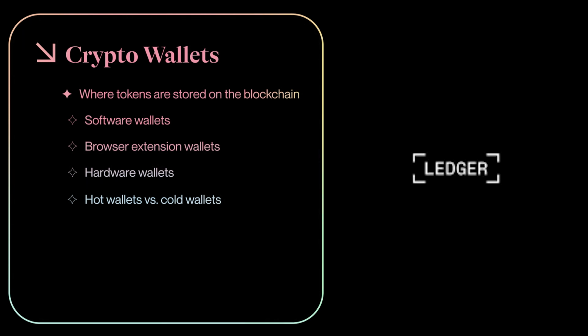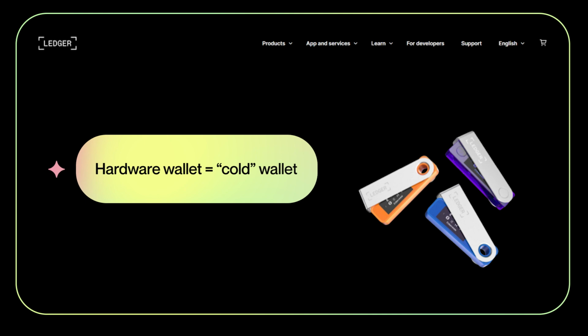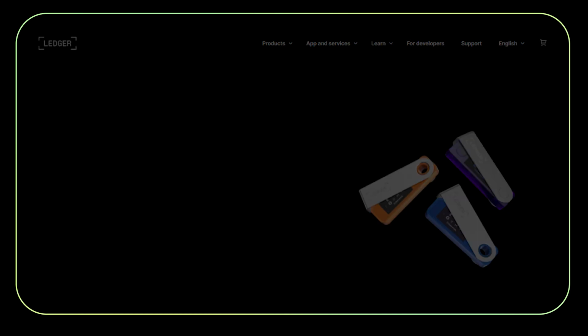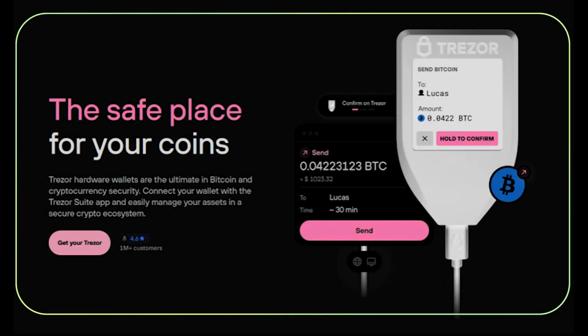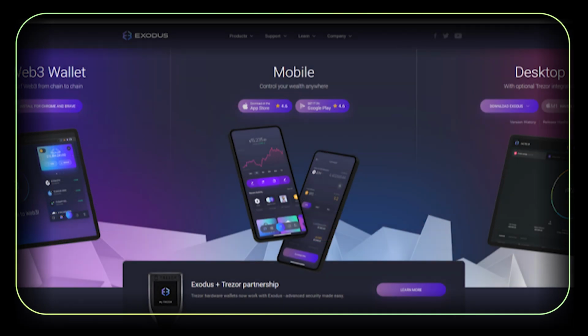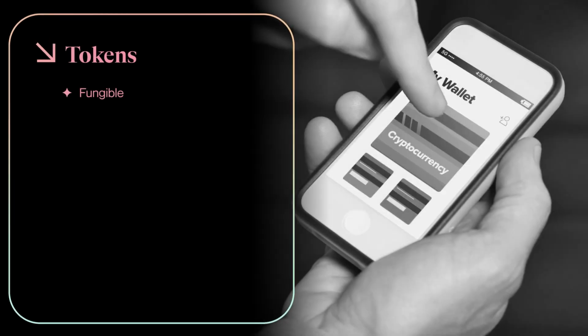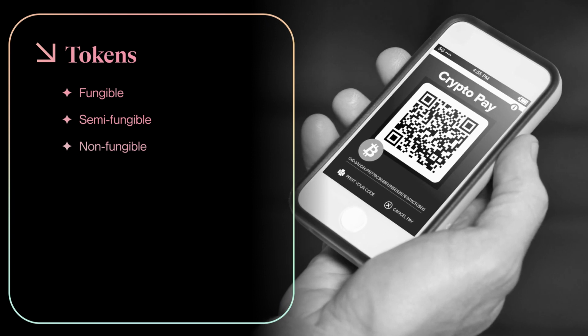Ledger wallets are physical devices that look a little bit like a USB key, and they are considered a hardware or cold wallet, which means that they are not connected to the internet. Another example of a hardware wallet is Trezor, and Exodus is another software or desktop wallet. Wallets act as an interface between the user and Web3 economies, including decentralized apps, and they are also where tokens that are either fungible, semi-fungible, or non-fungible are located.